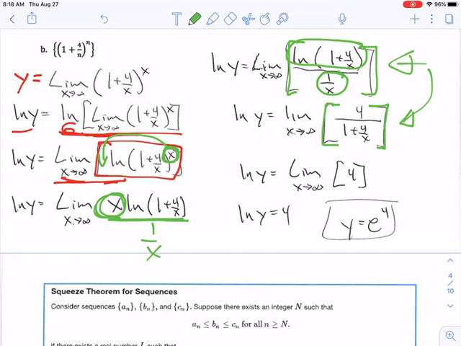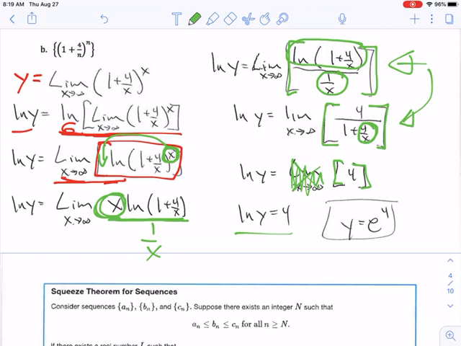All right, now taking the limit as, I didn't actually need this here again, another mistake. So taking the limit of 4 divided by 1 plus 4 over x. As x gets infinitely large, this whole term is approaching 0. So we end up with 4 over 1 plus 0, or 4 over 1, or just 4. All right? So what we have is the log of y is equal to 4.